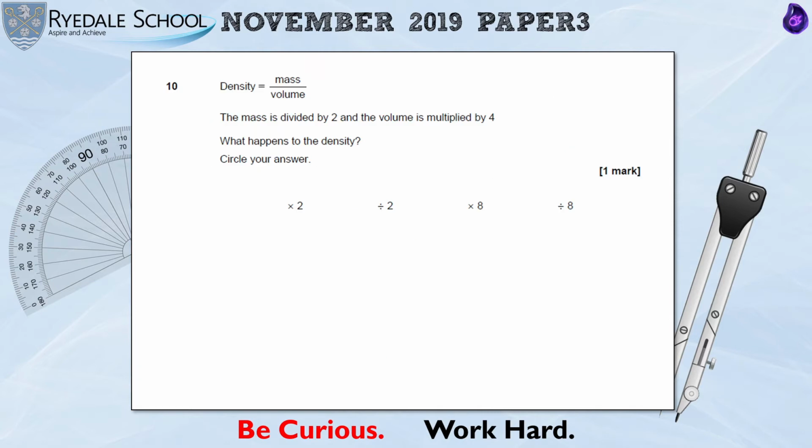Okay, question 10. Density is mass divided by volume. The mass is divided by 2, and the volume is multiplied by 4. What happens to the density? Now, questions like this can often be, for some students, quite difficult to see. So what I would generally do in a question like this is make up some numbers and see what happens. So, for example, if I made the mass 100 and I made the volume 20, then using these numbers, my density would be 5.